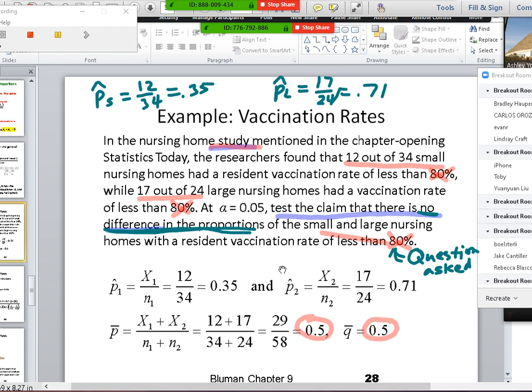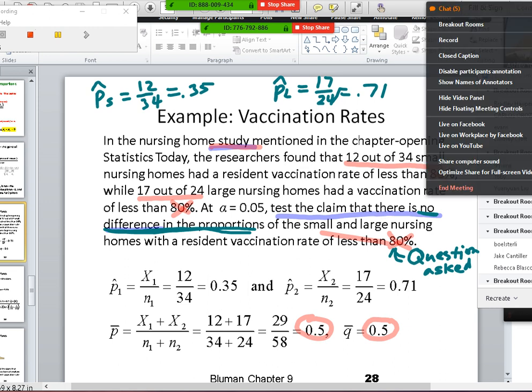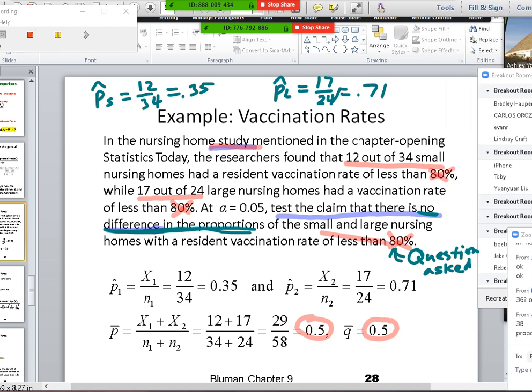And then, what's my claim? Find the word claim. Test the claim. Here's my claim. Do you guys need a second? Are you guys okay if I keep going? I do need a second, sorry. Okay, take a second.